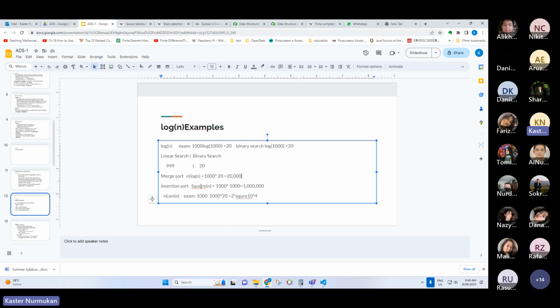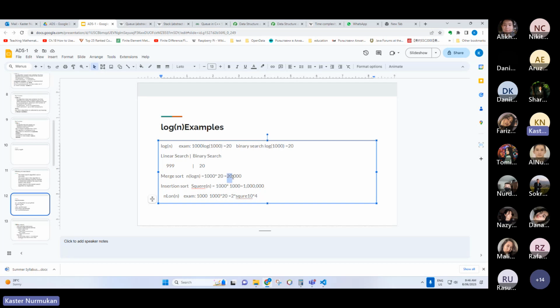Insertion sort will spend quadratic time. It means that to sort 10,000 elements, it will spend about 100 million comparisons. I'm not talking about the time measurement, but the number of comparisons. Maybe one comparison takes 1 millisecond, maybe 2 milliseconds, it doesn't matter, it depends on the hardware, right? If you use a supercomputer, it's much faster. If you use an old PC, much slower.